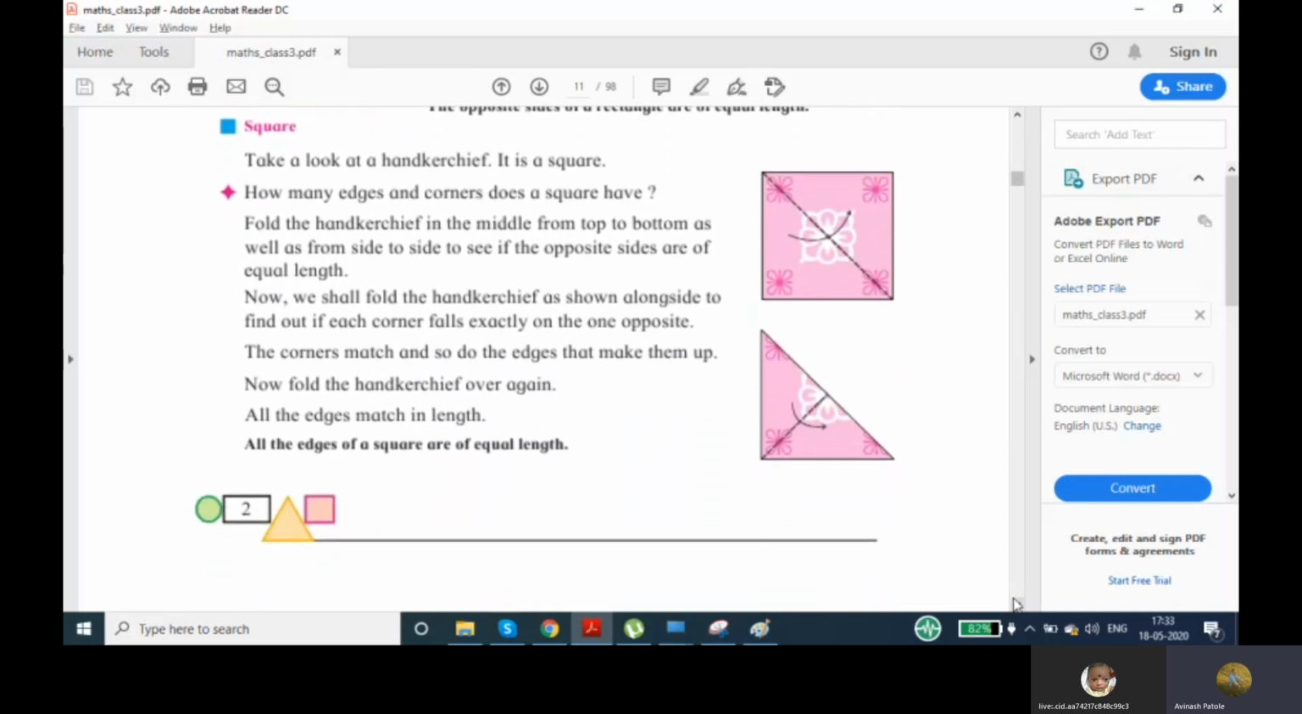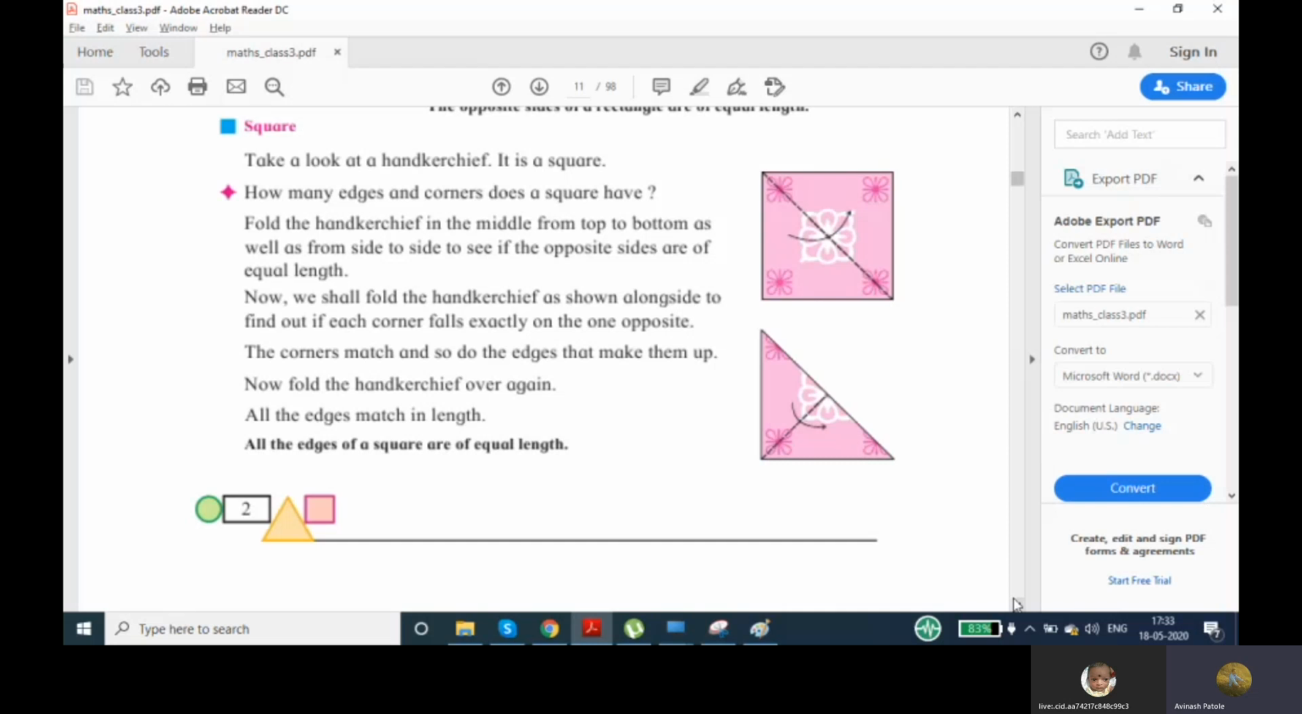Now the next shape is square. Take a look at a handkerchief. So you can quickly grab a handkerchief that you may have in the house and have a look at it. It is a square. All the edges of the handkerchief are the same in size and it has four corners. So the characteristic of a square is that it has four edges and four corners. How many edges and corners does a square have?